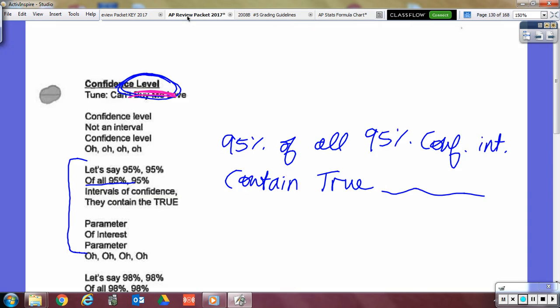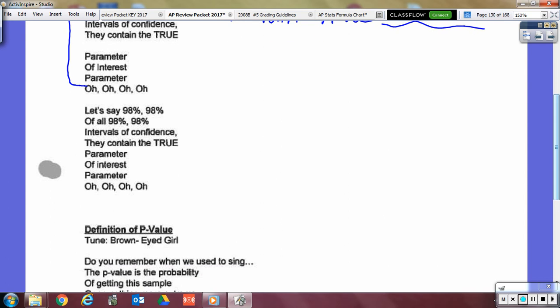Parameter. Whoa, whoa, whoa. What happens if it's 98%? Then what does that mean? 98% of all of the 98% intervals, confidence intervals. Why are more of them capturing the true proportion? What do you tell me about the quality of a 98% confidence interval? It's wider. 98% confidence is wider.